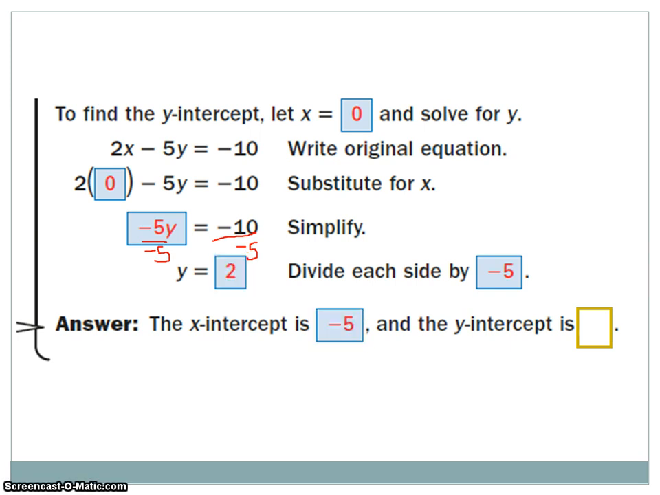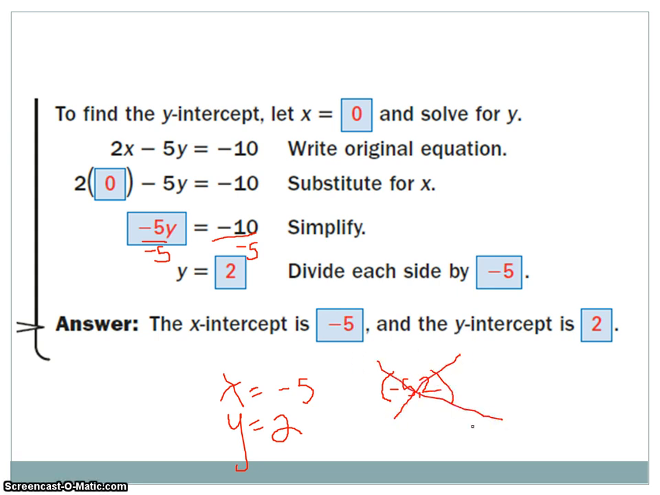So your x-intercept is negative 5. The y-intercept is 2. The way you write this is not as an ordered pair. You can actually just write x equals negative 5, y equals 2. It is not an ordered pair. I will not accept it if you write it like this. This is incorrect. Do not do that.